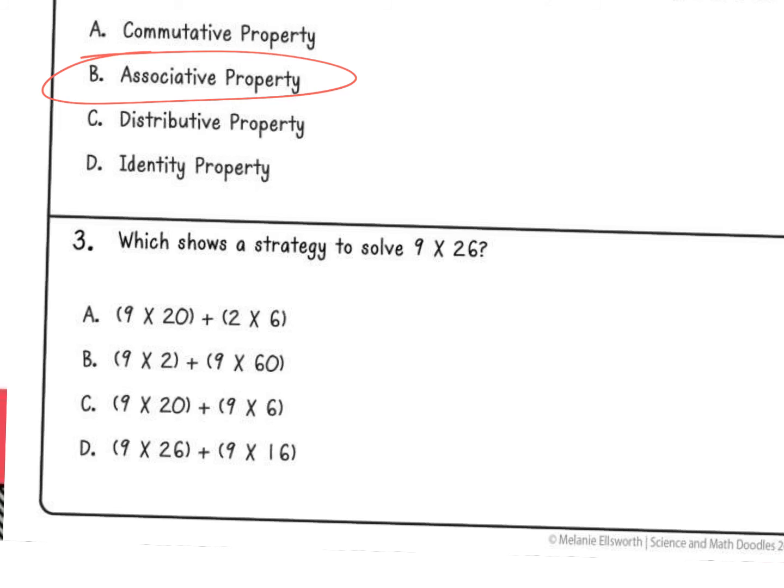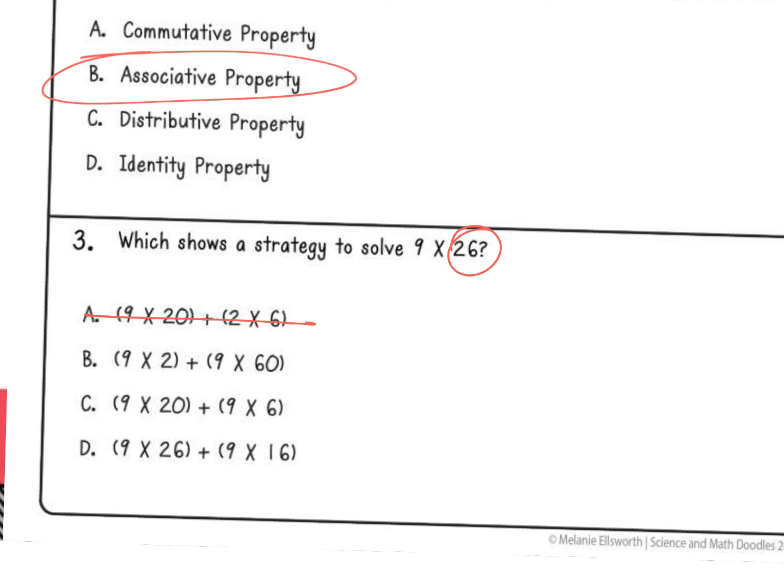Well, let's look at A. If we're doing process of elimination to figure out which one could actually solve 9 times 26, look at A, 9 times 20. Could that work? That could work. But could I add it to 2 times 6? Why would I do 2 times 6? That's like 26, it's the 6 and the 20. That doesn't work. So I can't do 2 times 6.